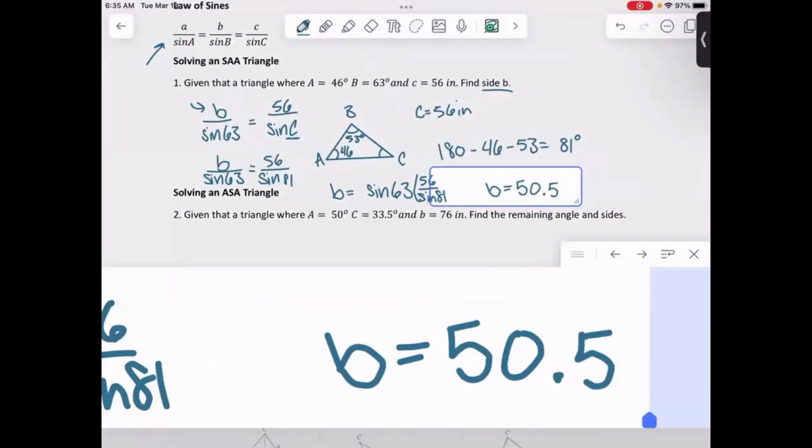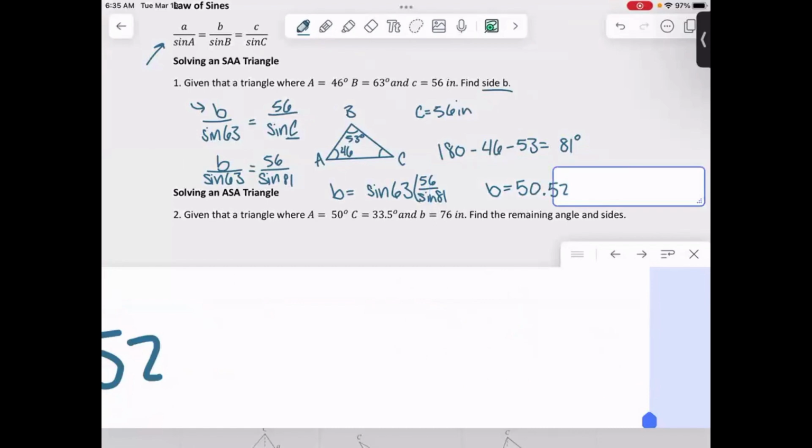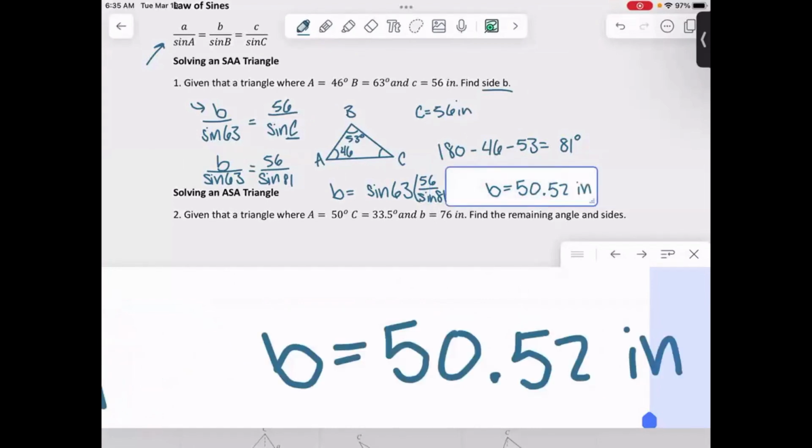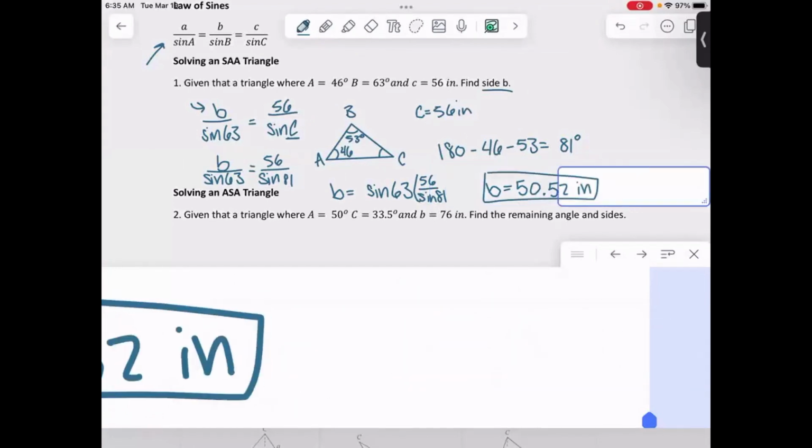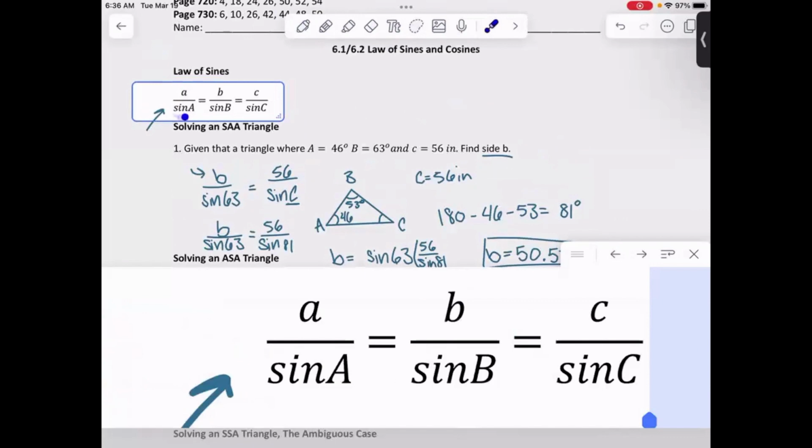And this, because my side C was in inches, is also going to be in inches. Okay. So hopefully something like this you guys remember seeing. We figure out what we want to know in order to plug it in. In this case, we didn't even use angle A to solve my full equation.